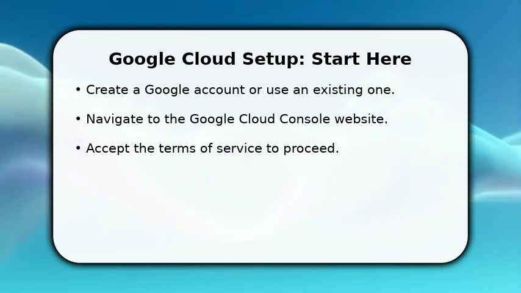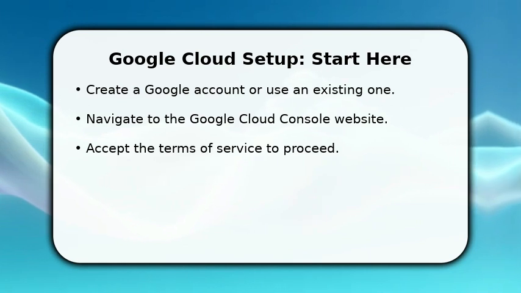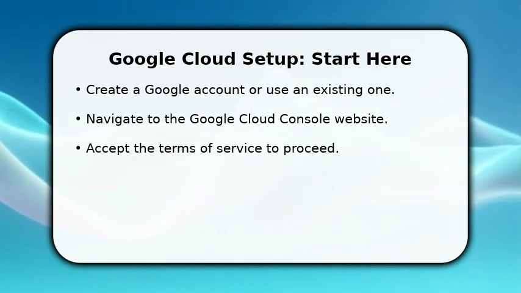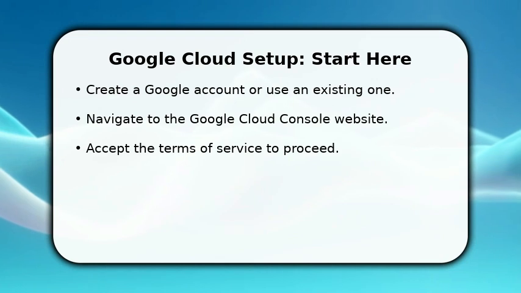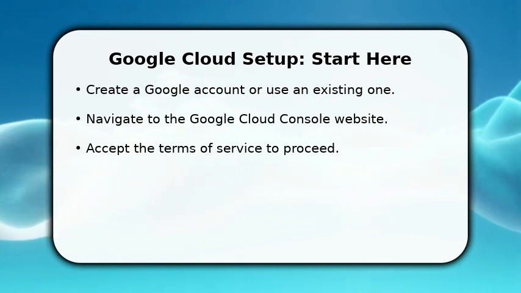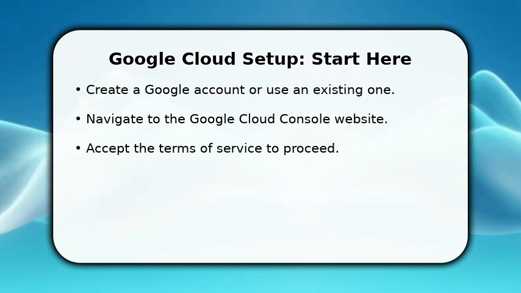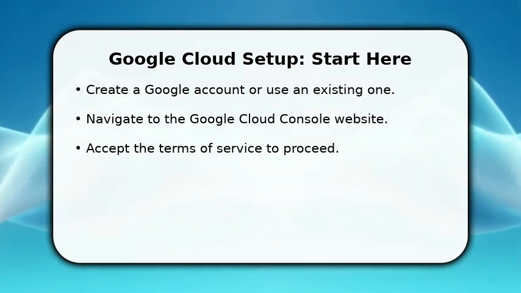In this video, I will explain how to set up Google Cloud. First, ensure you have a Google account. If not, create one. Then, visit the Google Cloud Console and accept the terms of service. You'll be prompted to activate your free trial, which provides $300 in credits for 90 days. This allows you to explore many services without immediate cost, making it easy to begin your cloud journey.